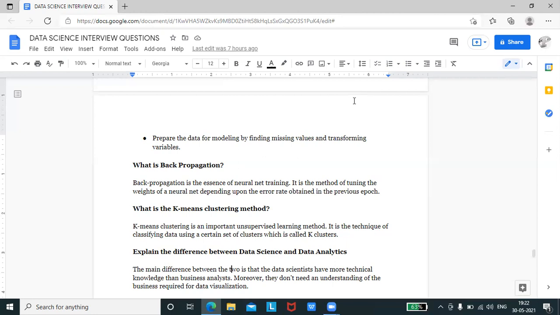It is a centroid based algorithm where each cluster is associated with a centroid. The main aim of this algorithm is to minimize the sum of distances between the data points and their corresponding clusters. The algorithm takes the unlabeled dataset as input, divides the dataset into k number of clusters, and repeats the process until it finds the best clusters. The value of k should be predetermined in this algorithm.